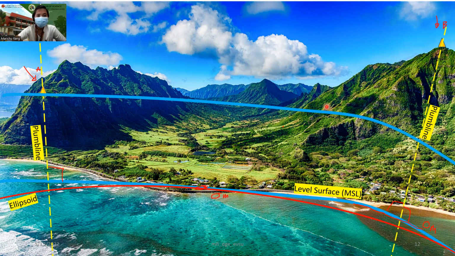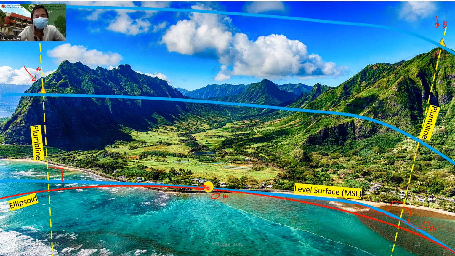And then we can create another level surface for our point B. So this is just imaginary lang. So we have another point B. So if you have a point here, then you can create another level surface. So the level surface of our points on the surface of the Earth is always parallel to the level surface. So this is our main level surface, which is the elevation is zero. So meron din siyang level surface dito. Then meron din siyang sariling level surface yung ating mga points on the surface na Earth.